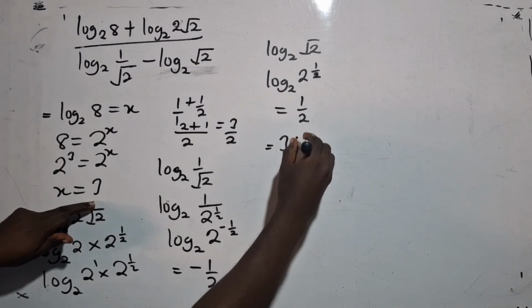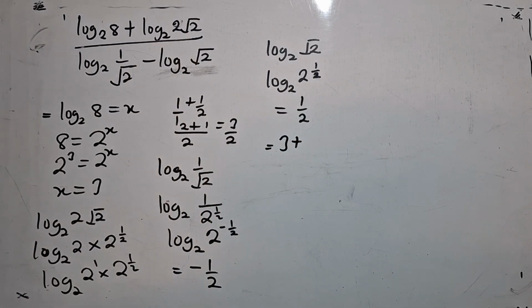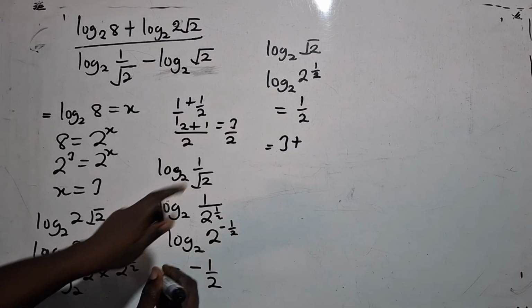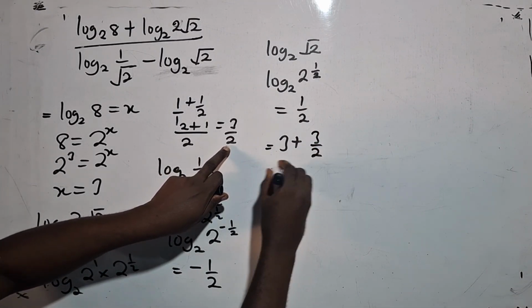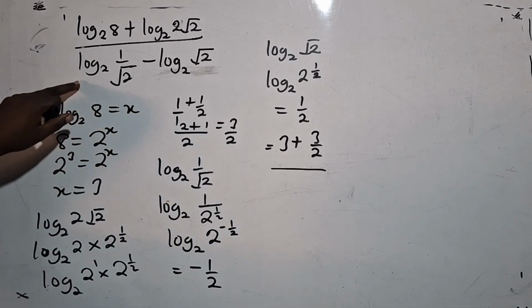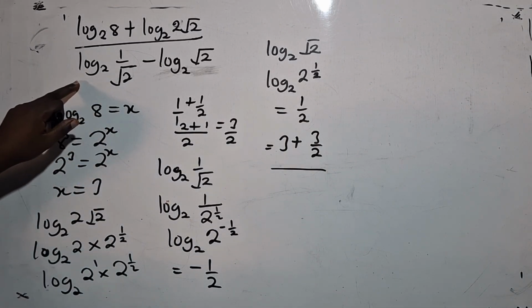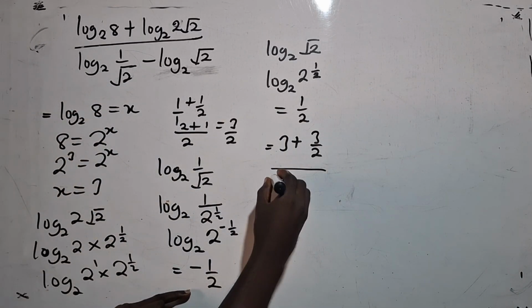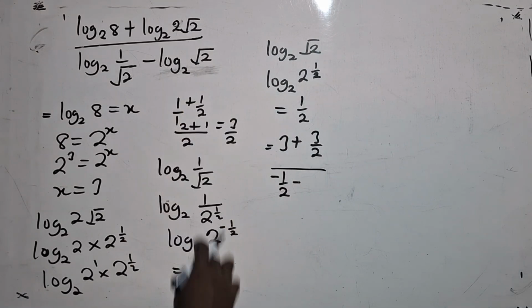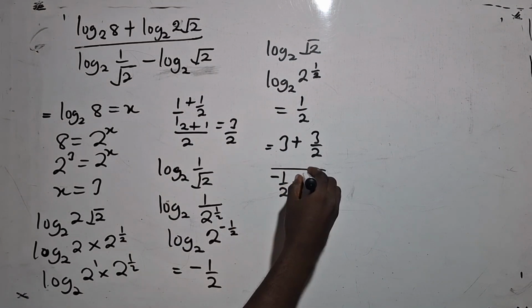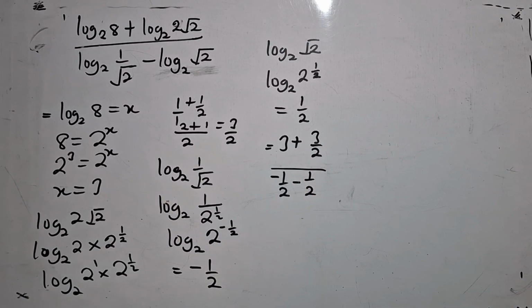Now plus log 2 root 2. That one too, what did I get? I got 3 on 2. All over. Now log 2, 1 on root 2. That's what gave me the negative 1 on 2 minus log 2 root 2, which also gave me the 1 on 2. So the top one, I'm going to use addition of fraction to solve.